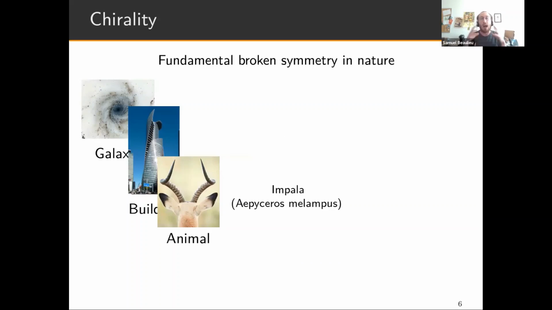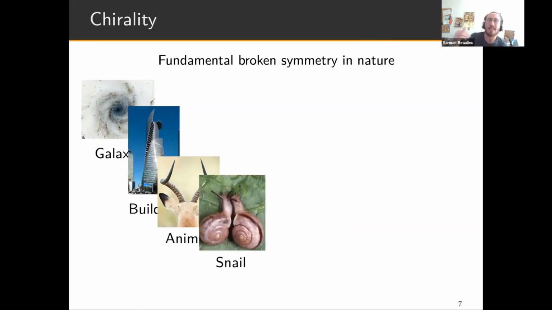And animal horns, like in the case of this impala, are also chiral. As you can see, a bit like our two hands, the impala has two horns of opposite chirality on its skull. And still going down in length scale, you can see that because of this spiral property, snail shells are also chiral. And surprisingly, life is asymmetric, meaning that most of the snails have their shell rotating clockwise, which is quite surprising.